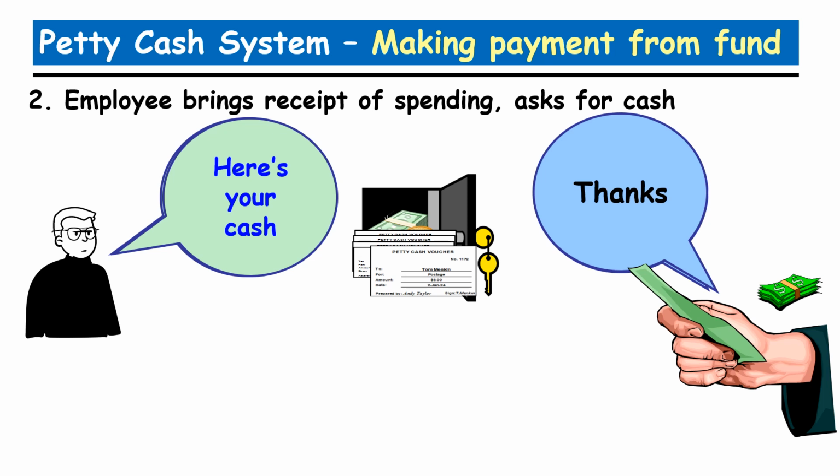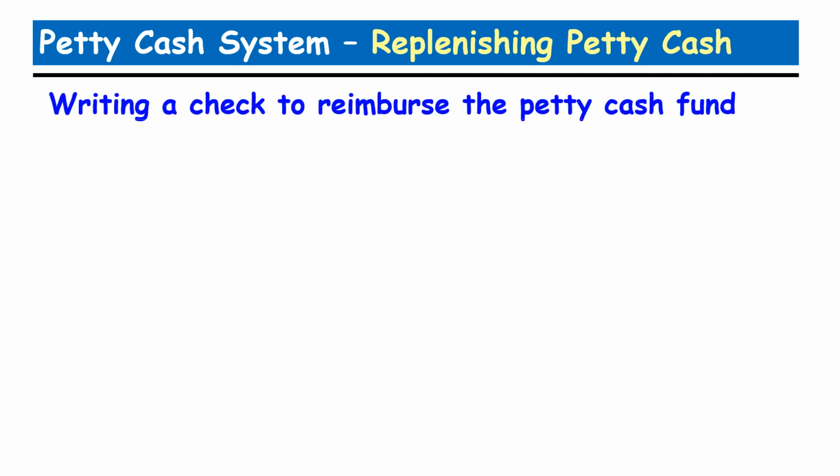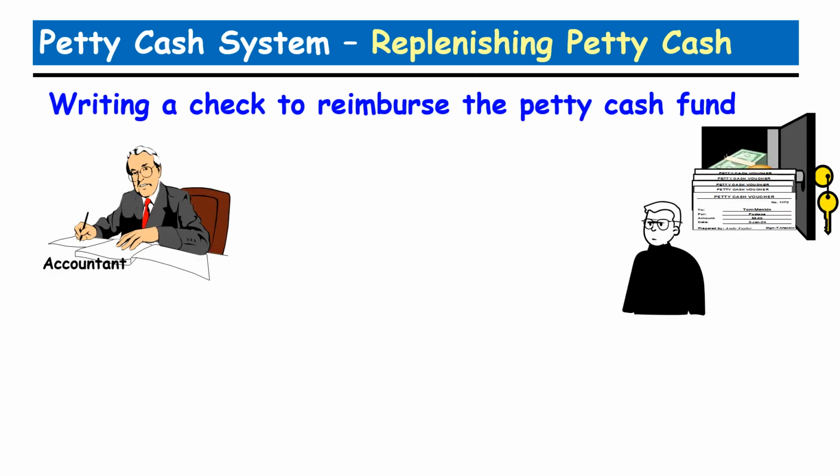Now, both the petty cash voucher and the receipt will be kept in the box. Now, these are the two ways the payments will be made. So these payments are made every day until it is time to replenish the petty cash. So the last step is replenishing the petty cash. Replenishing the petty cash means reimbursing the petty cashier the amount of money he spent from the petty cash fund.